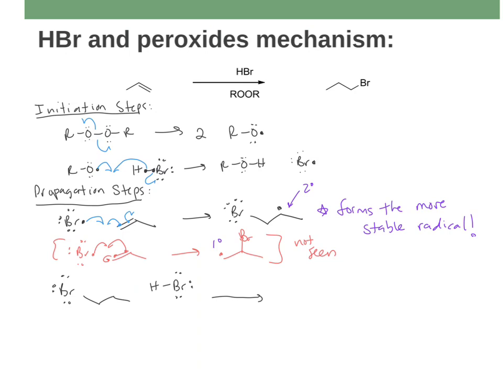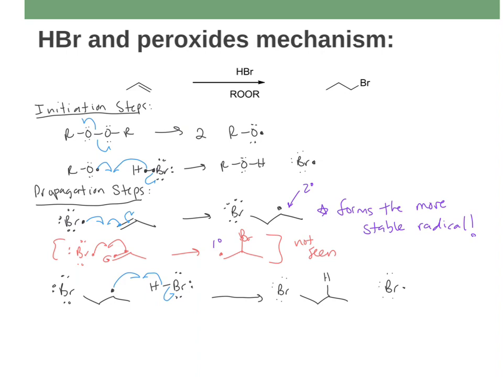Let's try that again. Radical here. This radical will combine with one of the electrons from the HBr. The other electron is going to sit back on the bromine, which gives us our product. Right, I'll draw this H here, but we don't draw CHs normally. And then you create another bromine radical.